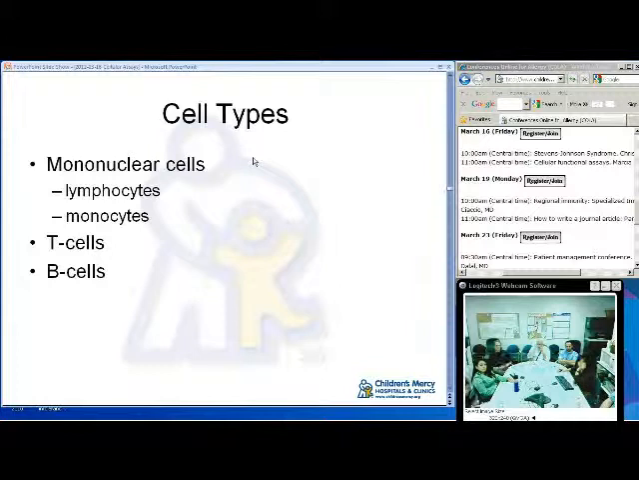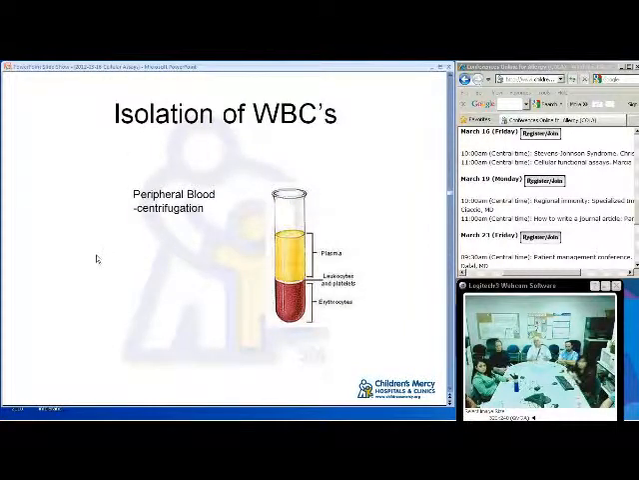Okay. So the cell types for the lymphoid cultures, we can have mononuclear cells, which include lymphocytes and monocytes, or we can actually isolate T cells and B cells. So if we just wanted to look at white blood cells, we just wanted to isolate those, we can do that simply by centrifugation. So we would take peripheral blood and spin it, and what you would see is you would have plasma on top, and you'd have this buffy coat layer.